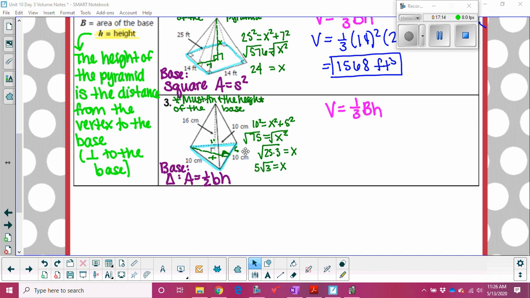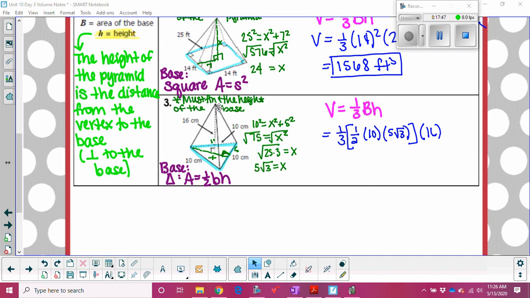So I'm going to come back over here to my formula and plug in my pieces. Okay, so the volume, still drawing lines. The volume is equal to 1/3 times the formula for the area of our base here, which is 1/2 times the base, which is 10, times the height, which is 5 root 3, times the height of the pyramid, which is 16.